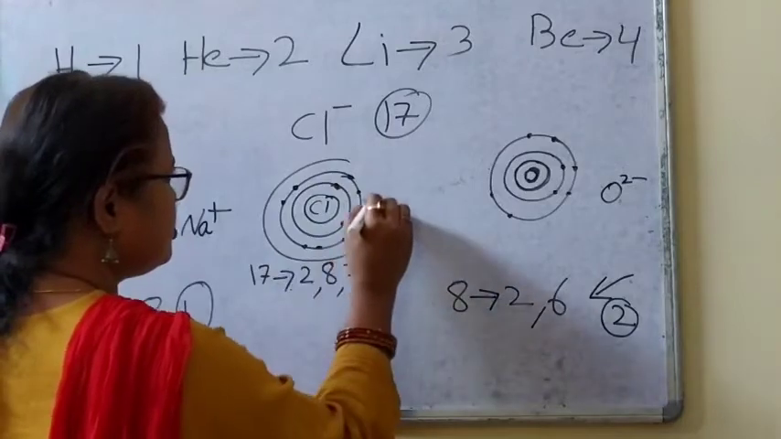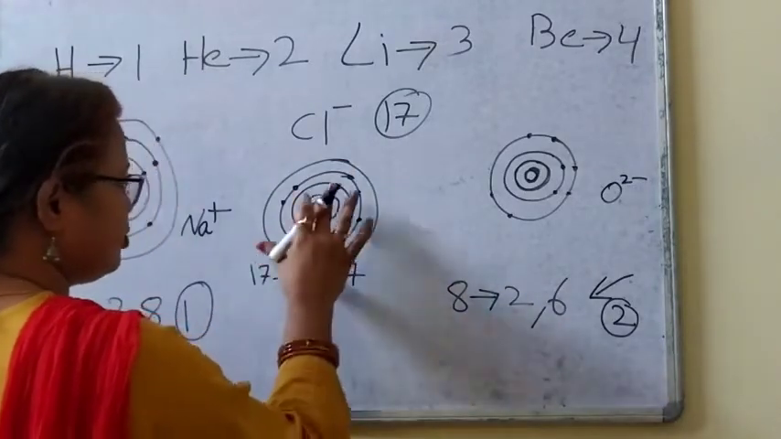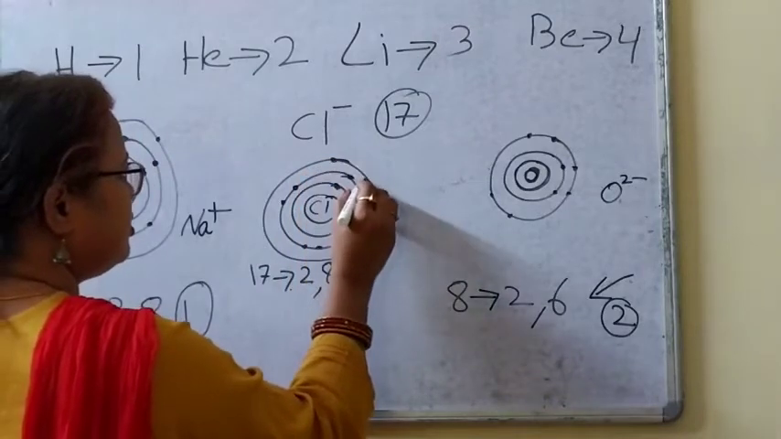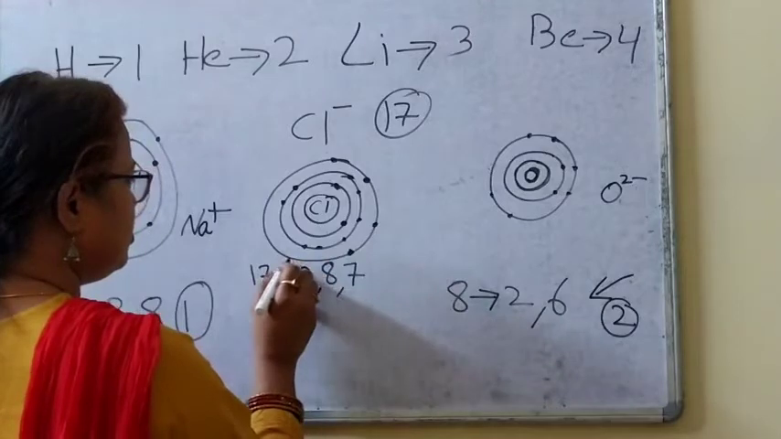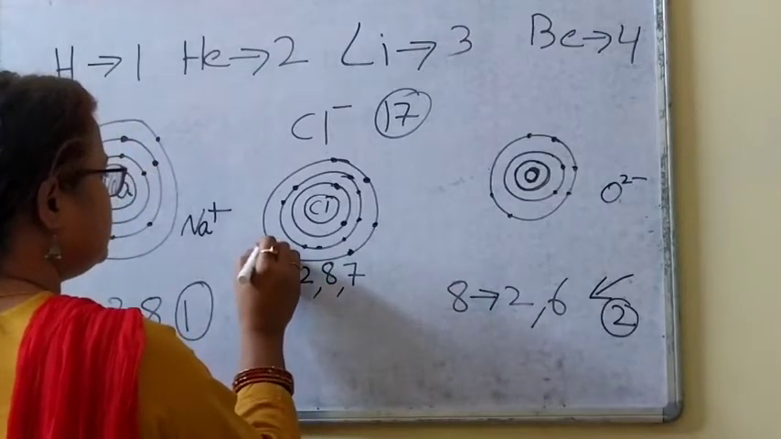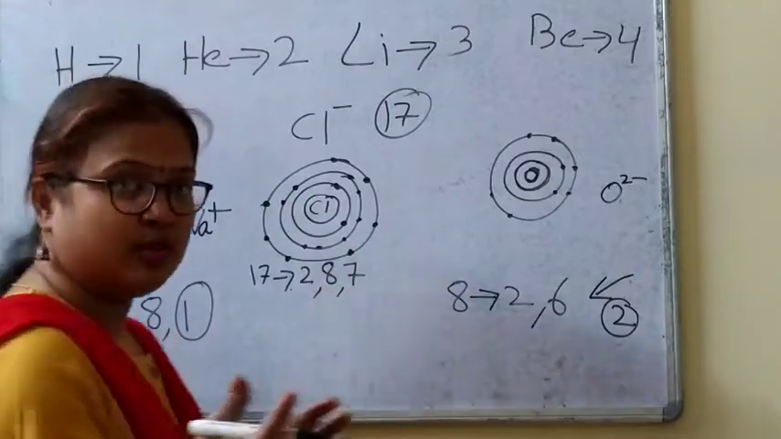Means in the outermost orbit how many electrons does chlorine have? 7. 1, 2, 3, 4, 5, 6, 7. Clear? Of course, what will chlorine do?